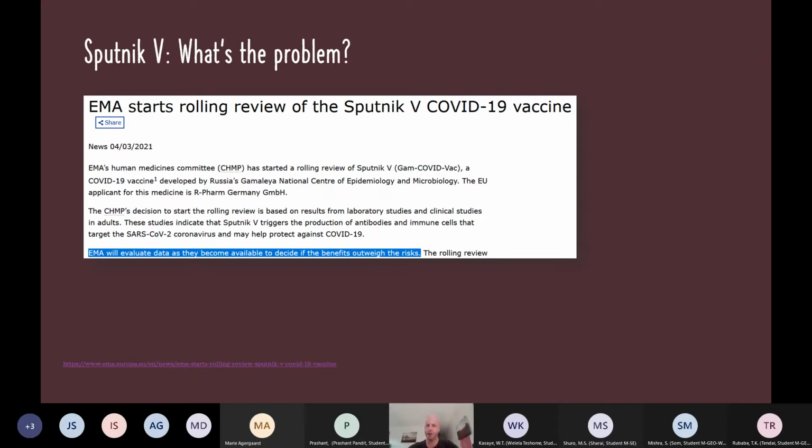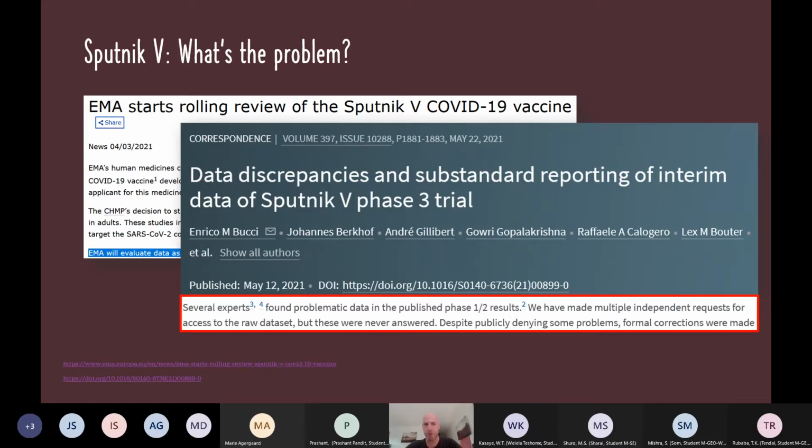For example, the European Medical Agency, in short EMA, evaluates the data of the studies as they become available to decide if they approve or disapprove the vaccine. But the raw data was not available, which is why there were doubts whether the vaccine is as good as reported. In this article, the authors reported that they have made several requests to get the raw data, but these were not answered.